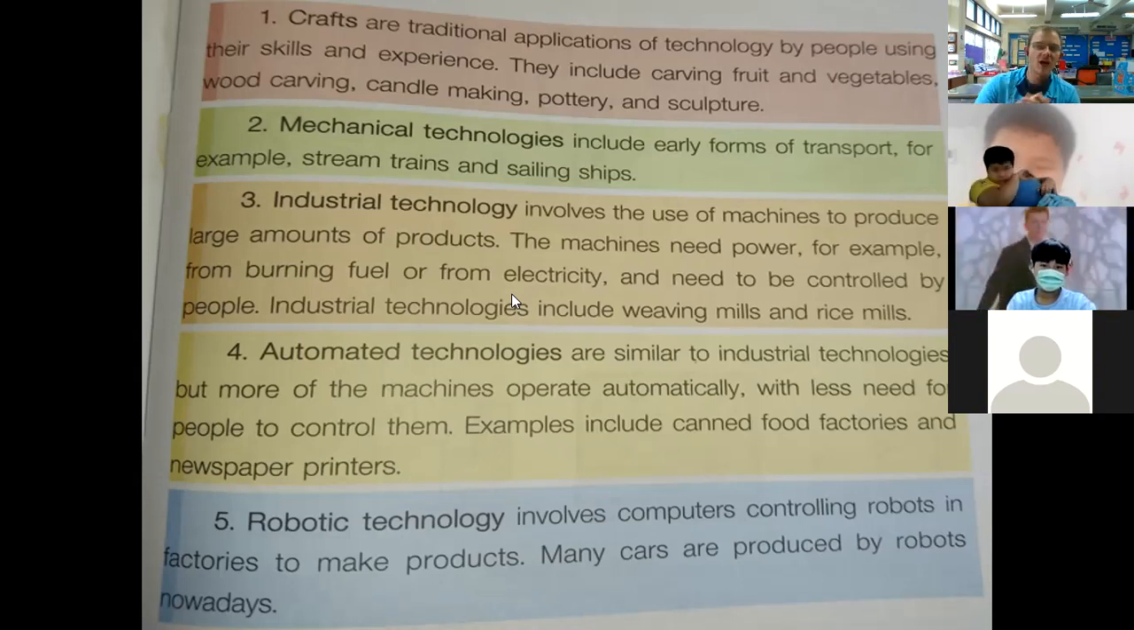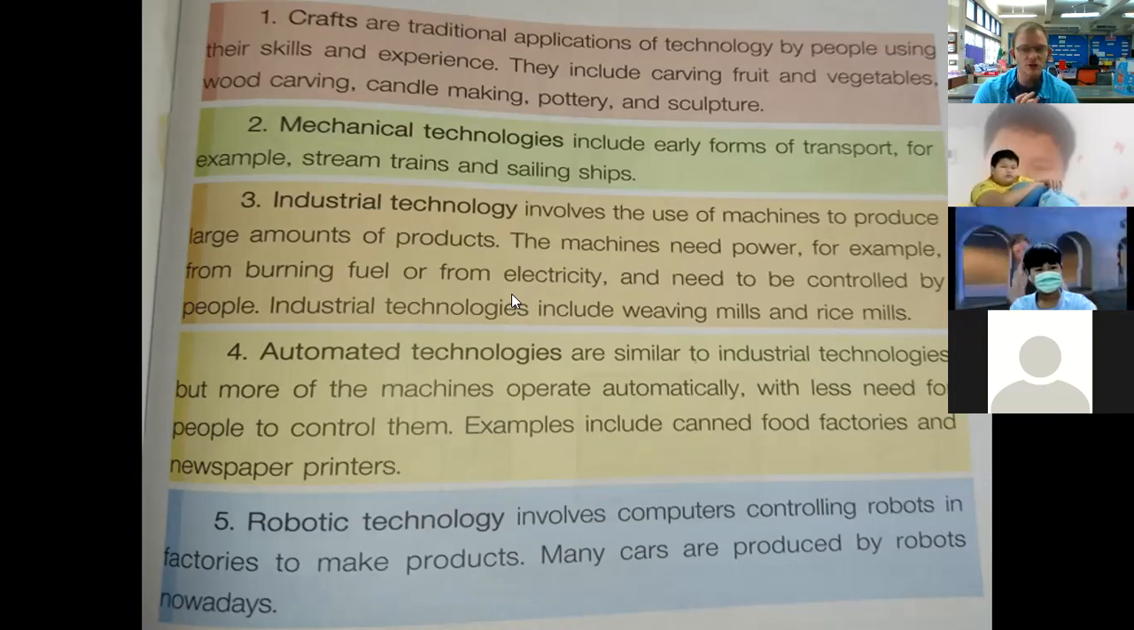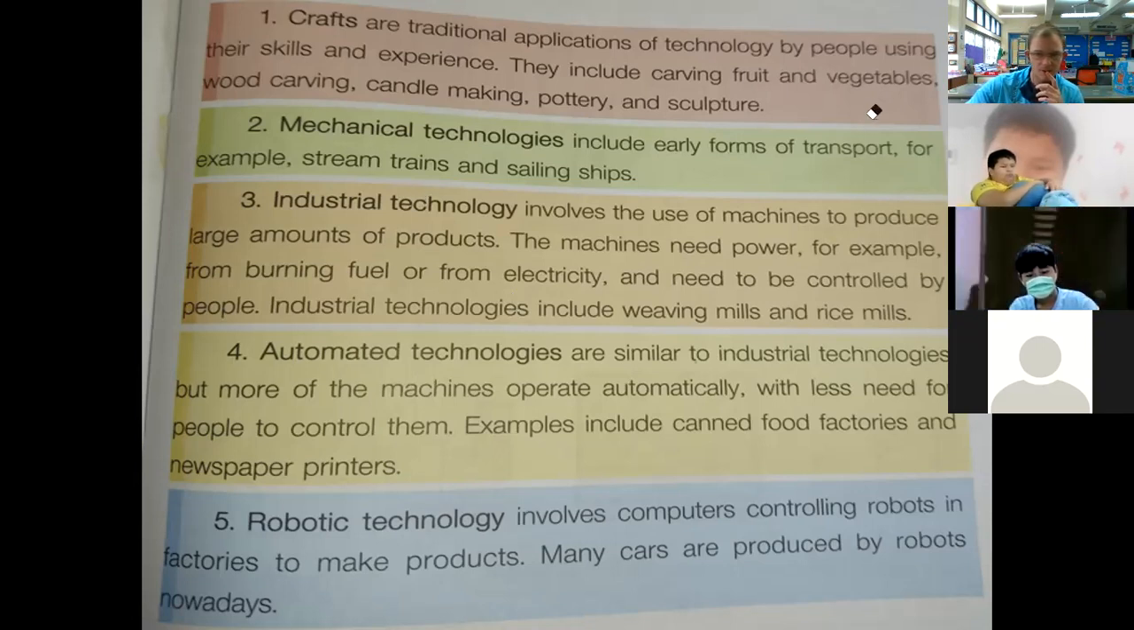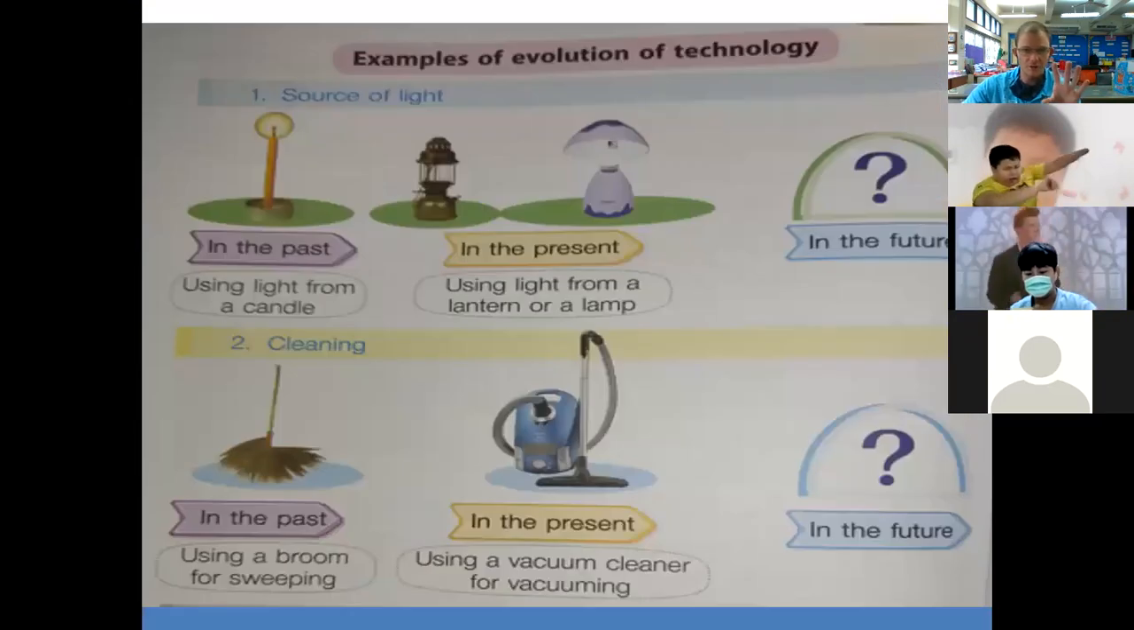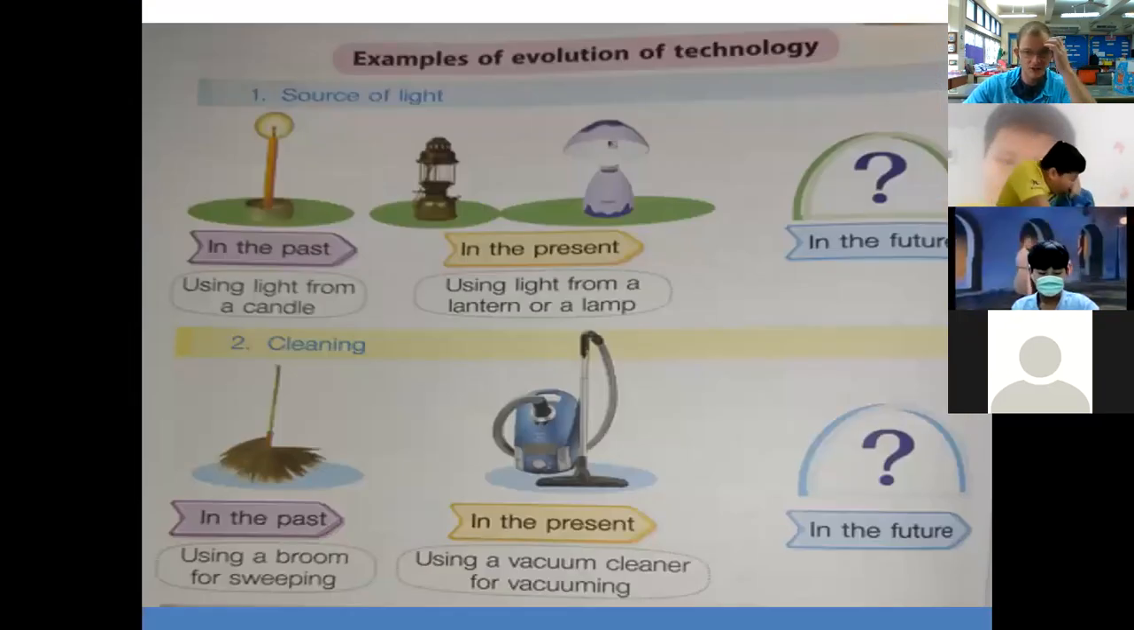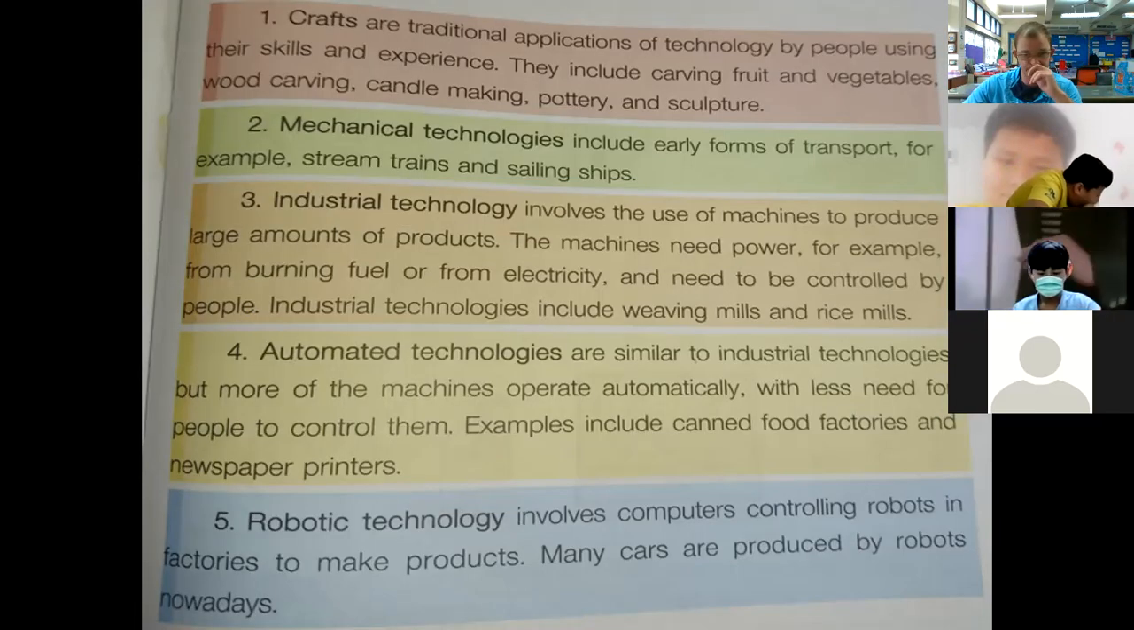And number 5, the last one, is the robotic technology. It involves computers controlling robots in factories to make products. Many cars are produced by robots nowadays. Is that the last one? Yes. So we'll carry on with examples of evolution on the next lesson.